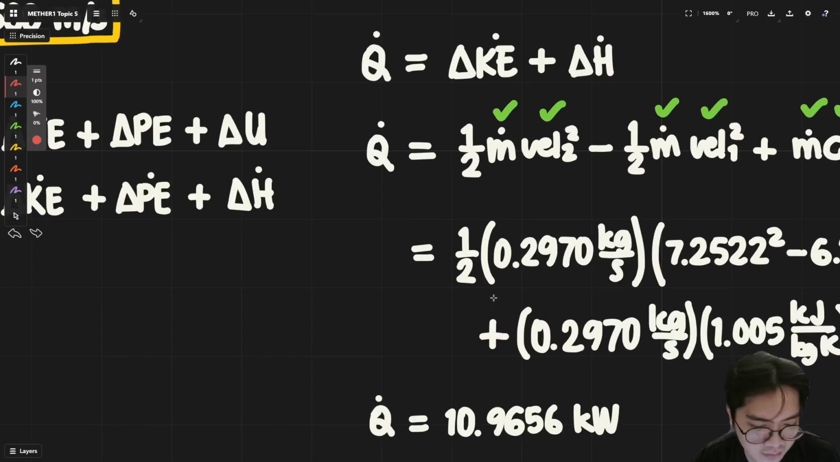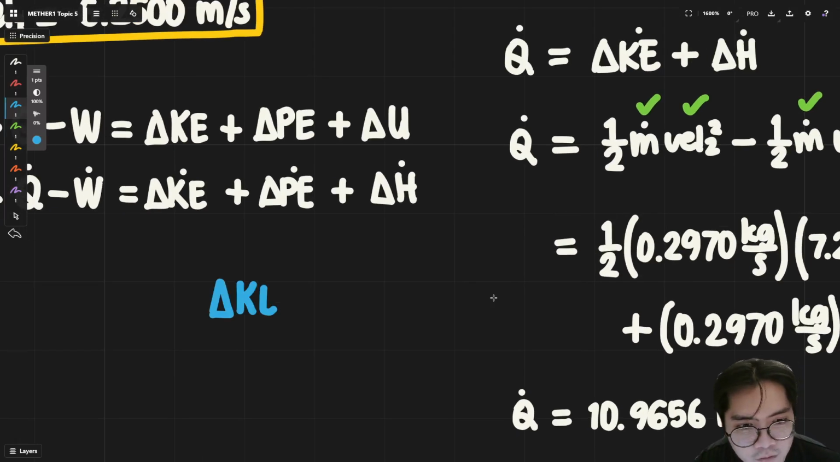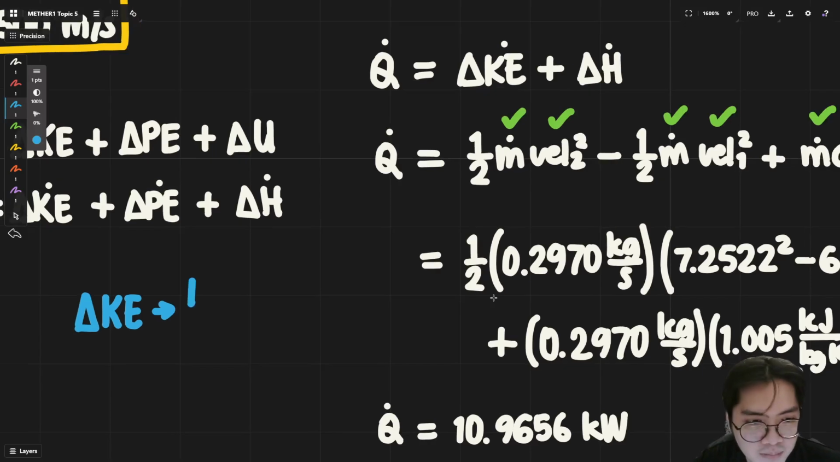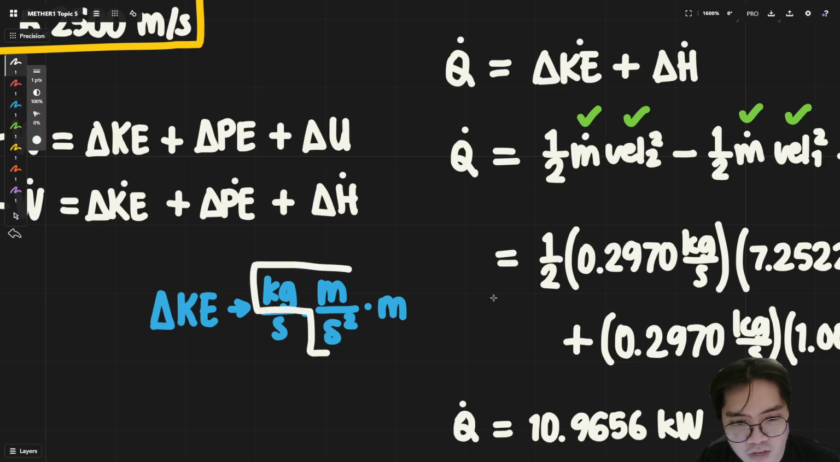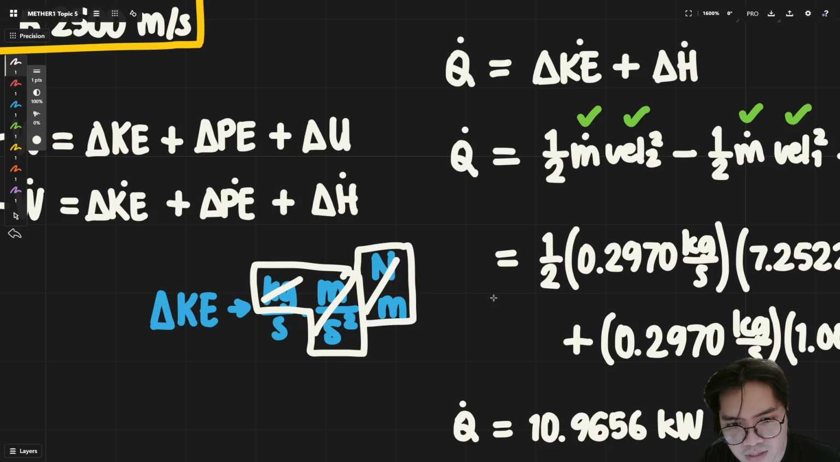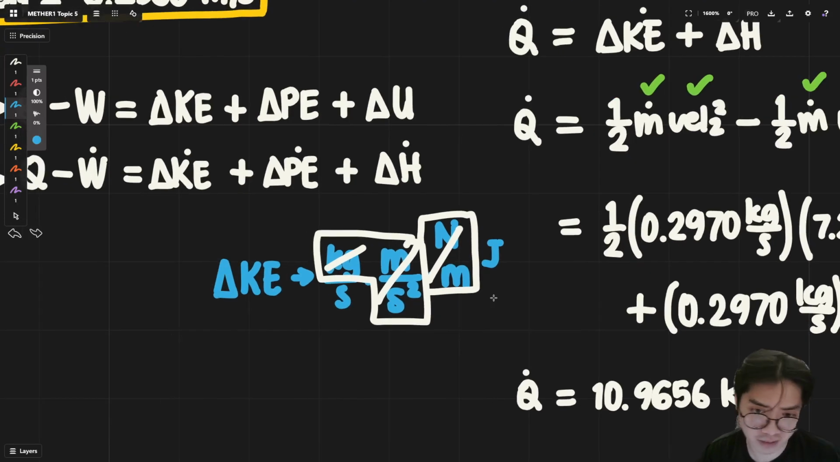For delta KE, let's look at the units. The units are kilograms per second, and then meters squared per second squared. Now what I can do is break the two m's, because I want this. Kilogram meter per second squared is basically mass times acceleration. Newton says that is just your force, or your Newton. And then Newton times meter is the same thing as a joule. And that is a joule per second, which means that all of this is in watts.